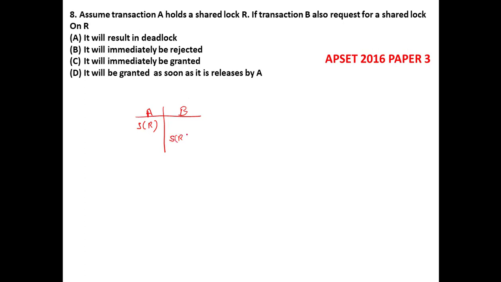At this time, the concurrency control manager can easily grant permission to transaction B to access the data item on the shared lock, because here it is not a conflict operation. You know, there are three types of conflict operations: read-write, write-read, and write-write. Only in these cases does the concurrency control manager not allow the transactions to access the data item. So here transaction B can easily access the data item for reading purposes. So option C is the right one.